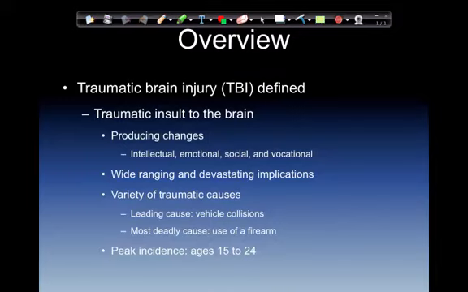Traumatic brain injury defined. It's a traumatic insult to the brain. Produces changes in the patient's intellectual, emotional, social, and vocational abilities, or their abilities to do things. Wide-ranging and devastating implications. Immediate implications may include the loss of short-term memory and development of seizure disorder. The long-term implications may include Alzheimer's disease or Parkinson's.